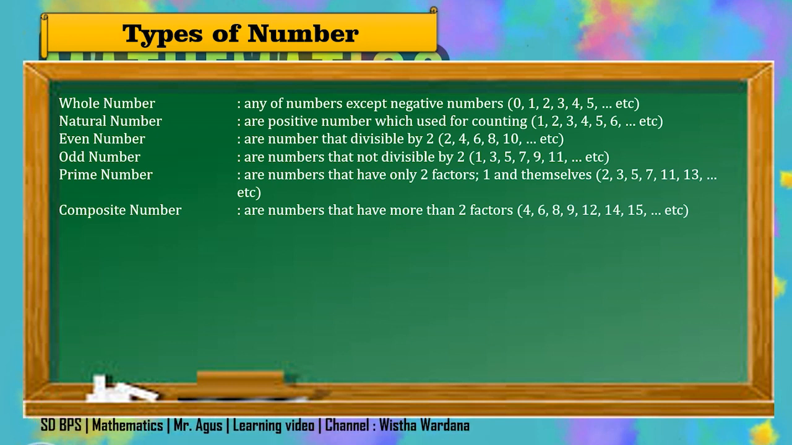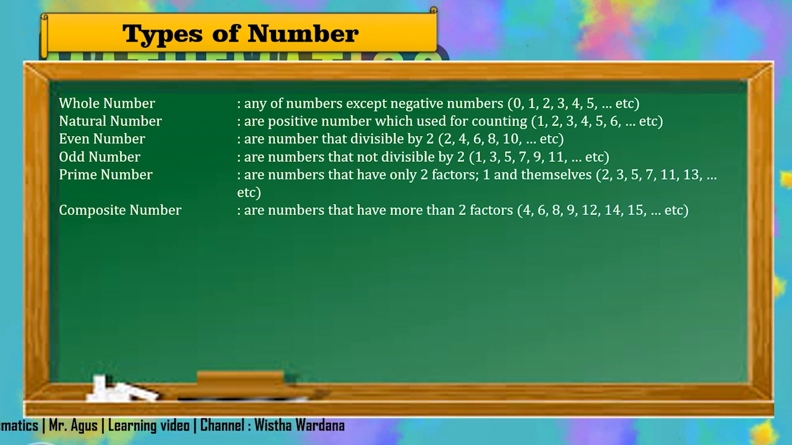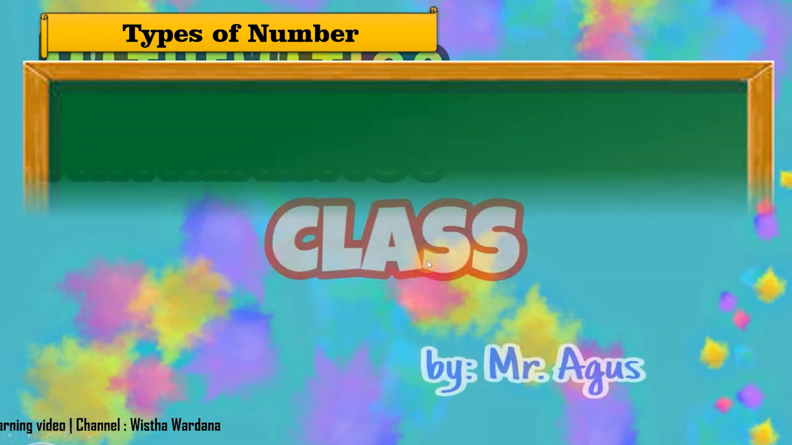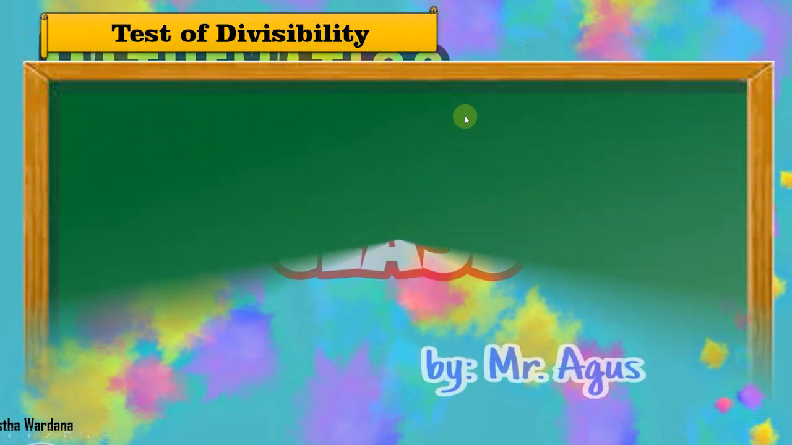And then composite number. Composite number is the opposite of prime number. So composite number means the number that has more than 2 factors, like 4, 6, 8, 9, 12, 14, 15, and so on. So I think this is enough for types of number. Let's continue to the next subtopic. It is about test of divisibility.